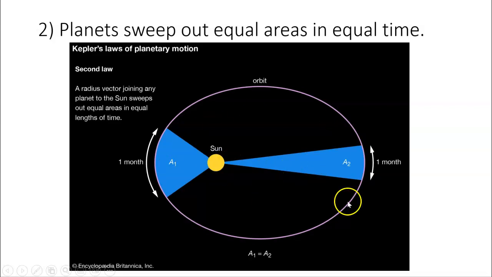So basically, if this was a piece of pizza, these two pieces of pizza, even though they look different, would be exactly the same size, the same amount of pizza. And that's the second law. It's just saying that those areas are always going to be equal, no matter what the object is. It will always sweep out an equal amount of the ellipse in an equal amount of time. So the distance it's traveling is not the same, but the area of the triangle, basically, is.